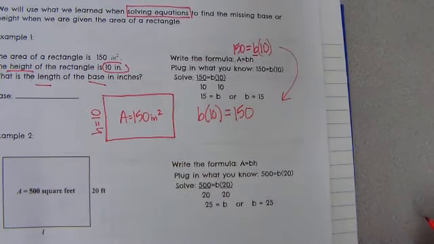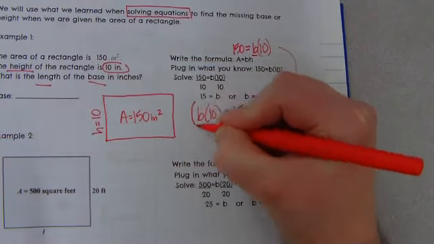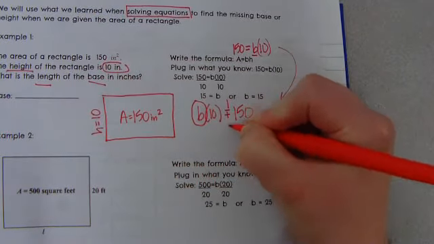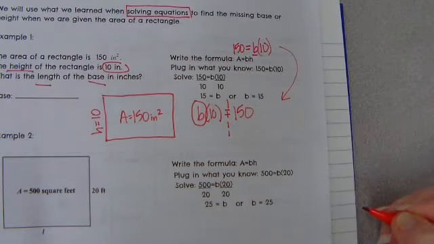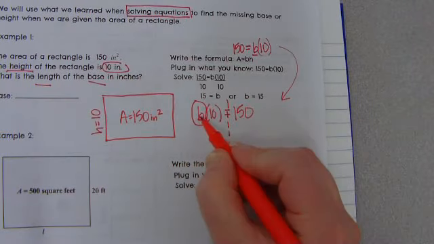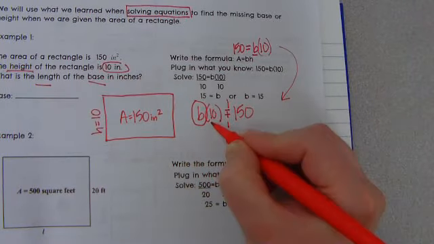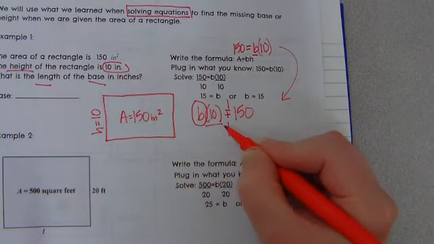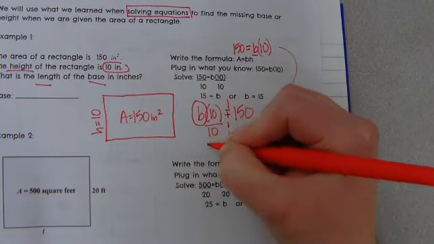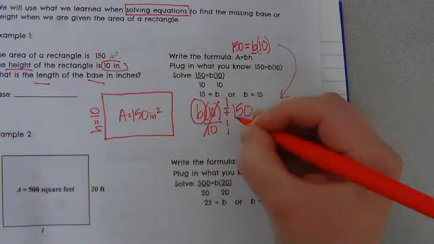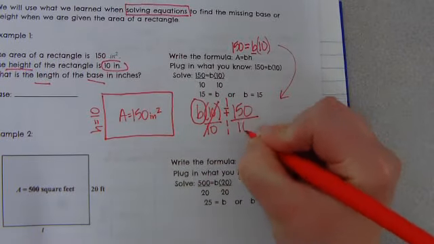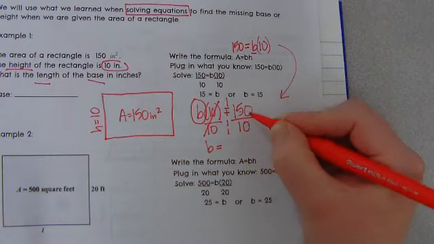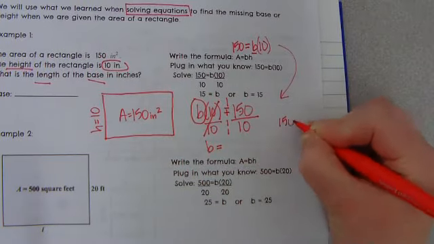So now I simply have to solve this equation. I have to get our variable by itself. So I'm going to circle my variable and build a wall at the equal sign. And since this is base times 10, I'm going to do the opposite to get base alone, and the opposite of multiplication is division. So I'm going to divide by 10, and this side will cancel, and I'm going to divide this side by 10, and I get the base equals 150 divided by 10.